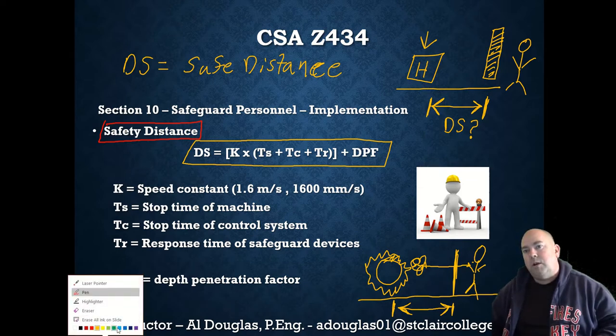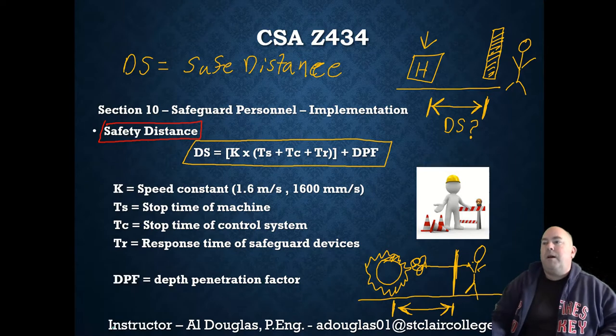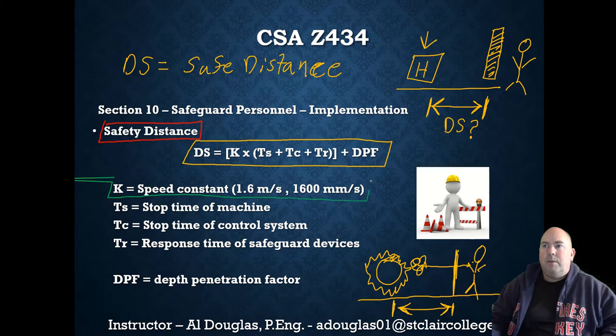So the first one is, how fast can this guy move his arm? All right, so we actually have a value for that. This has been determined by safety people, we'll say. And this value is what we're going to call K, the speed constant. And that is 1.6 meters per second, or 1600 millimeters per second. Okay, so K equals 1.6 meters per second.